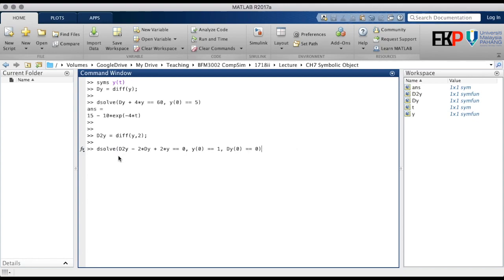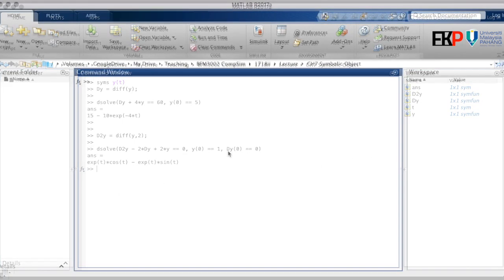So we have three inputs here. This is the equation, this is the first condition, this is the second condition given. So when we press enter, we'll get the answer of exponent of t times cos t minus exponent of t times sin t. So that is solving differential equation using symbolic math.